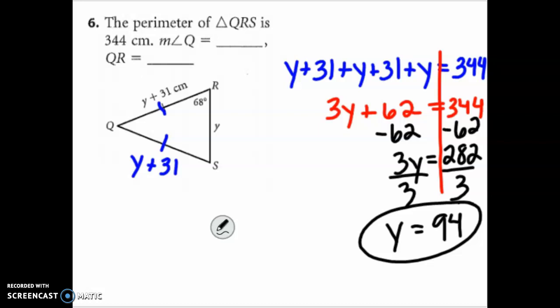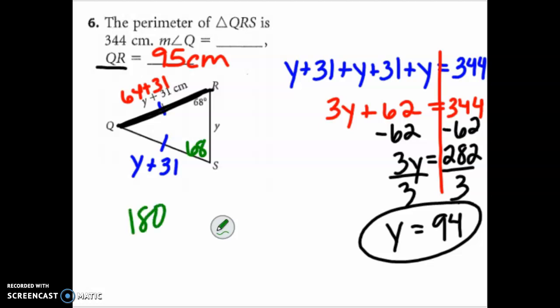All right, let's find QR first because we kind of worked on the sides first. And y is 64, so QR would be this side right here. So I'm going to plug 64 in for y, and when I do 64 plus 31, I get a side length of 95 centimeters.